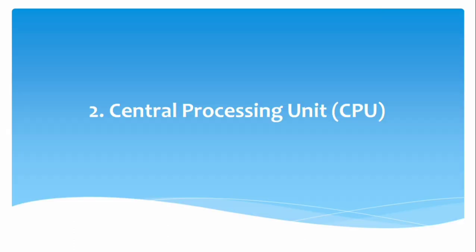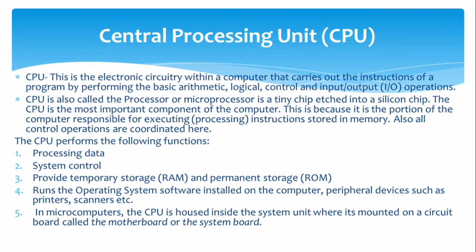Then we have the CPU, which we finished. What we were doing was input devices. Let's now go to CPU, central processing unit. Central processing unit is the electronic circuitry within the computer that carries out instructions. The circuitry within this computer that carries out instructions, it has the processor, it's on the motherboard where you now connect all the gadgets or the parts that are needed.